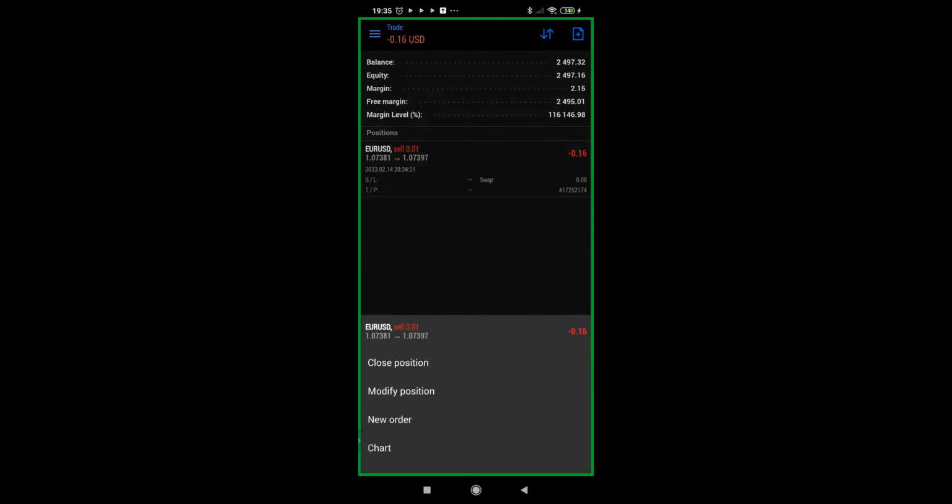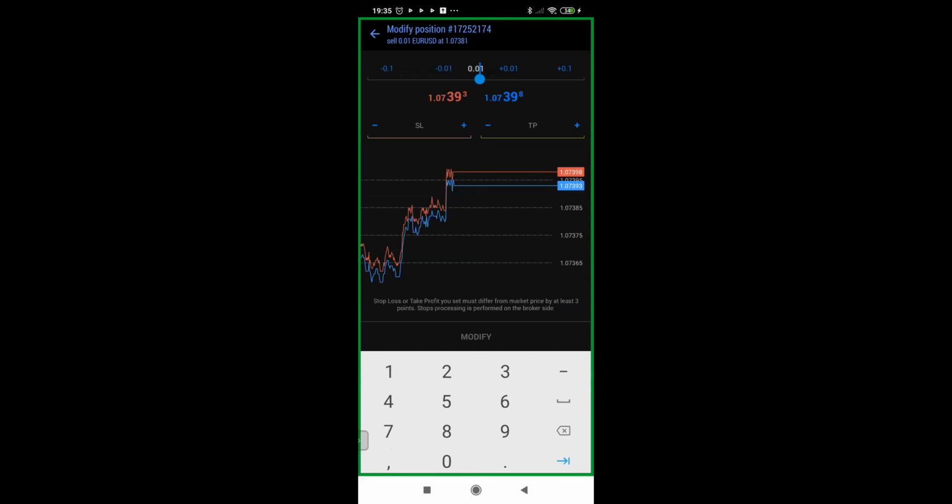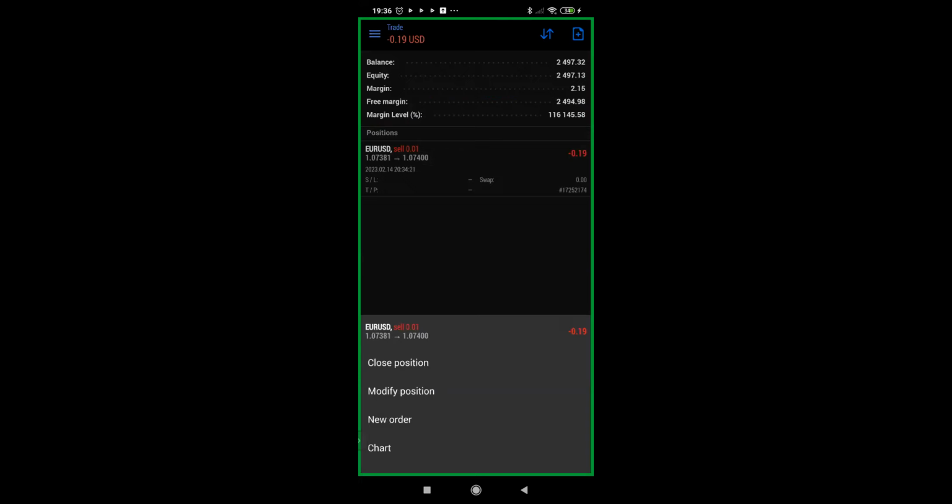You can modify your trade as well. Just tap on it for 1 second. You see modify. You can change the take profit. You cannot change the lot size. You can change the take profit, and then you can change the stop loss as well. Once you do that, this modify button is going to be active, and then you can modify. Is that clear?